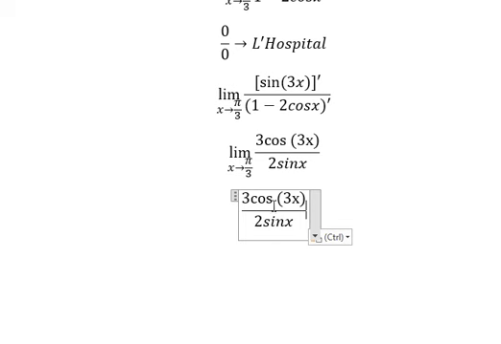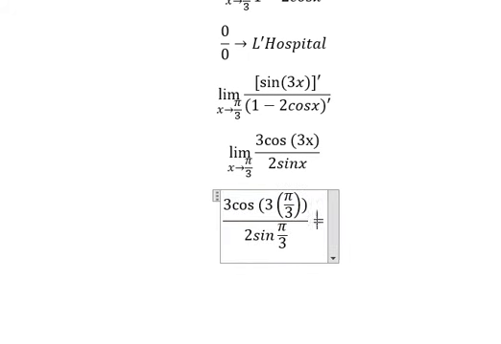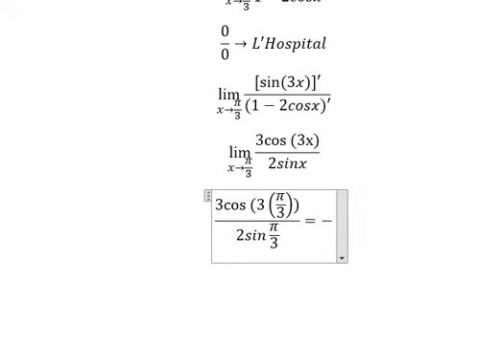Later, we put π over 3 in here, and we get the final answer. That is about negative the square root of 3.